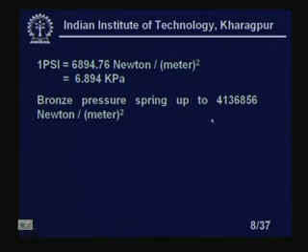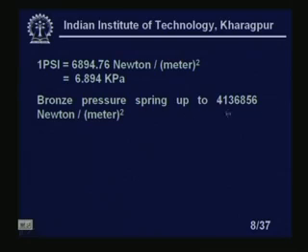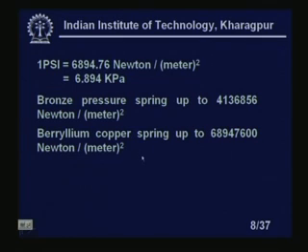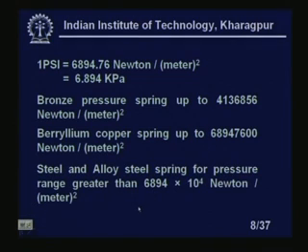Bronze pressure springs: up to now I talked about the pressure spring, that is, the material of the C type Bourdon tube. We have seen sometimes we use brass, sometimes phosphor bronze. Depending on the particular range, a different pressure transducer is used. A bronze pressure spring is up to 4136856 Newton per meter square, a beryllium copper spring up to 68947600 Newton per meter square. Then we have steel and alloy steel springs for pressure ranges greater than 6894 into 10 to the 4 Newton per meter square.